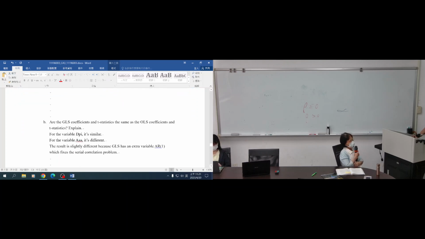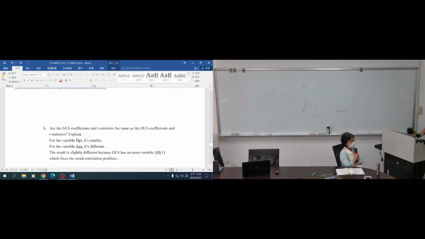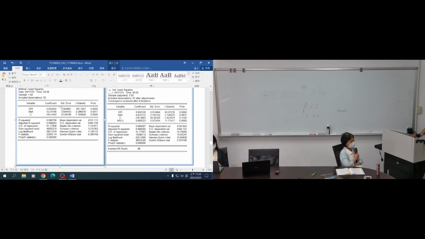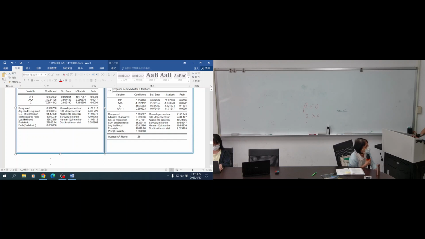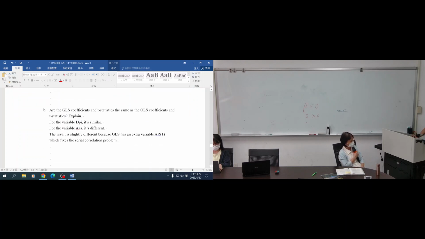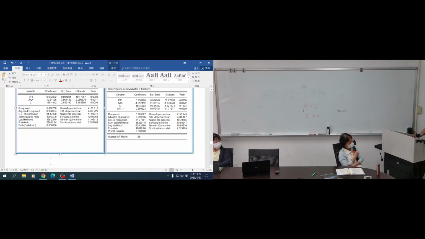So the coefficient and the t-statistic for variable DPI are similar, as you can see; the coefficient here and here is both 0.93, but the rest is a little bit different. And for AAA it's just different, negative 12 here and negative 4 there. This is GLS, right? The result is slightly different because GLS has an extra variable AR, which fixed the serial correlation problem.